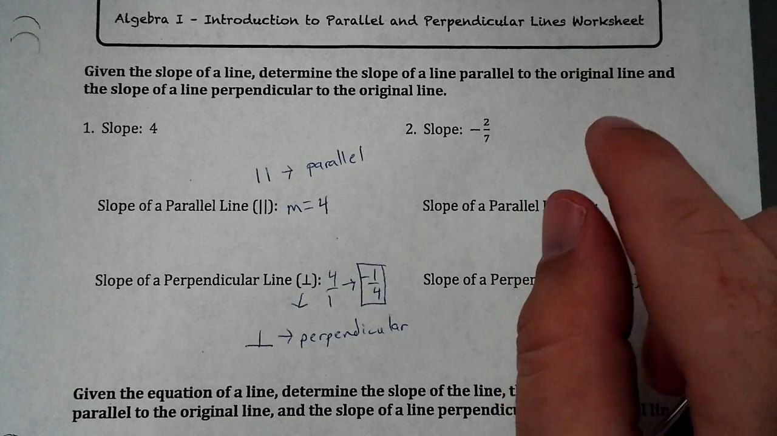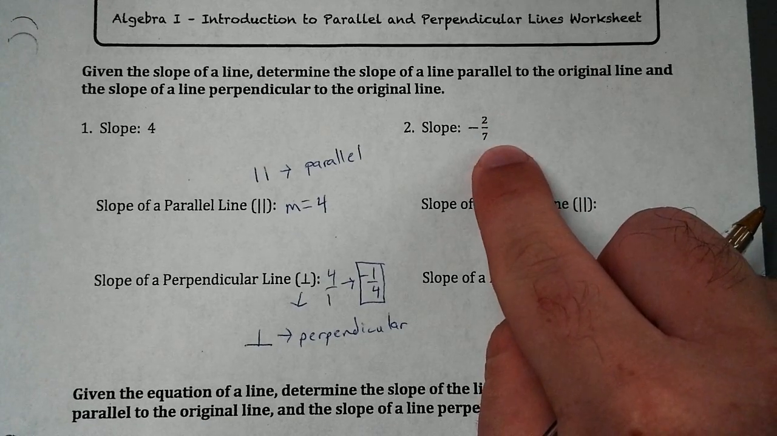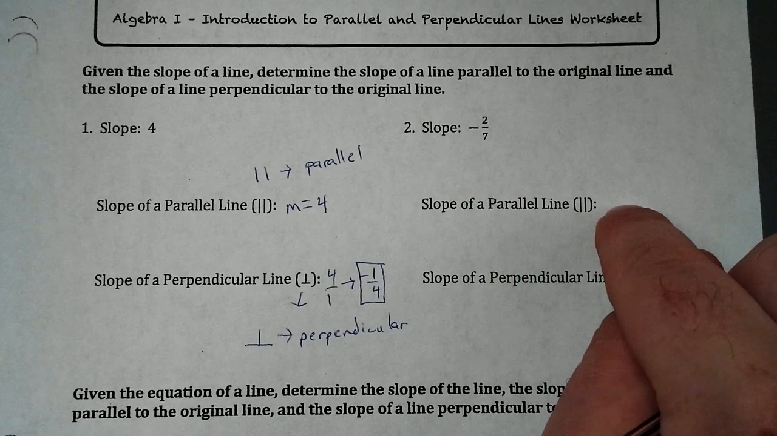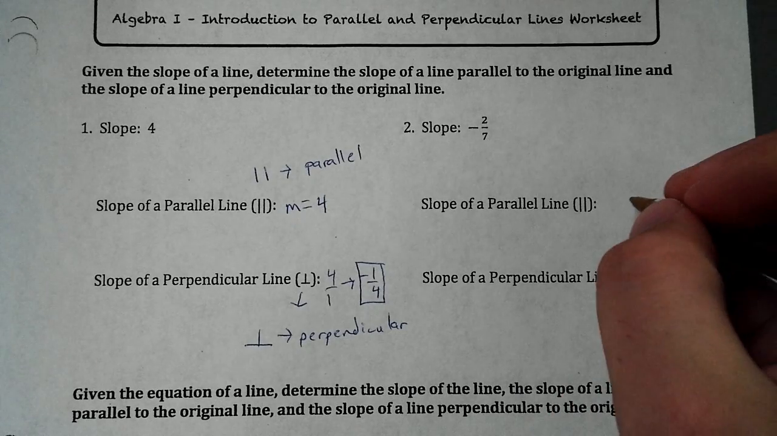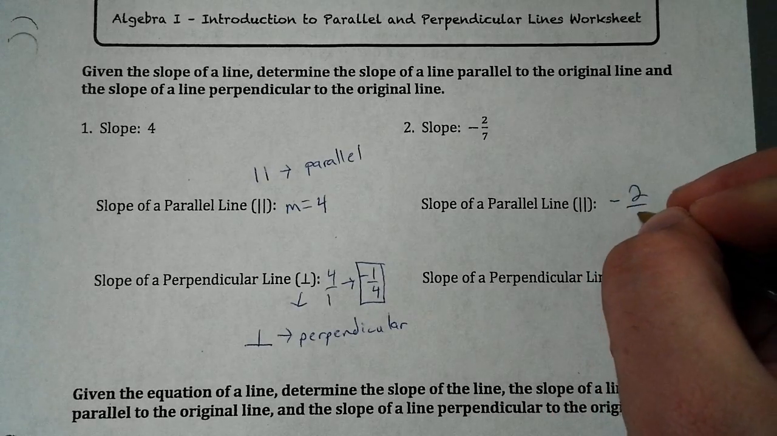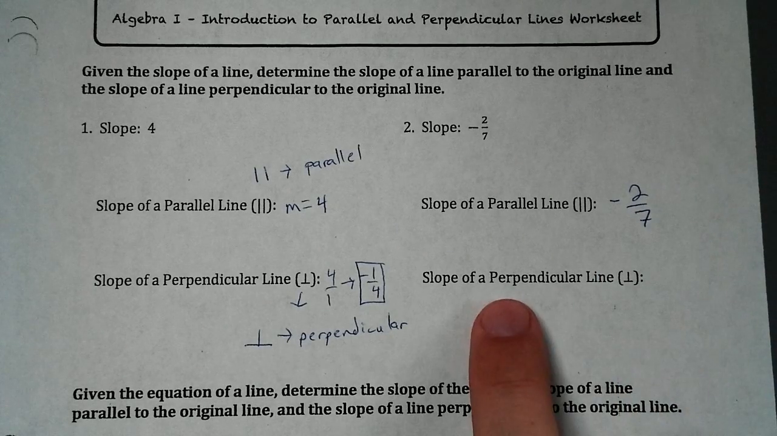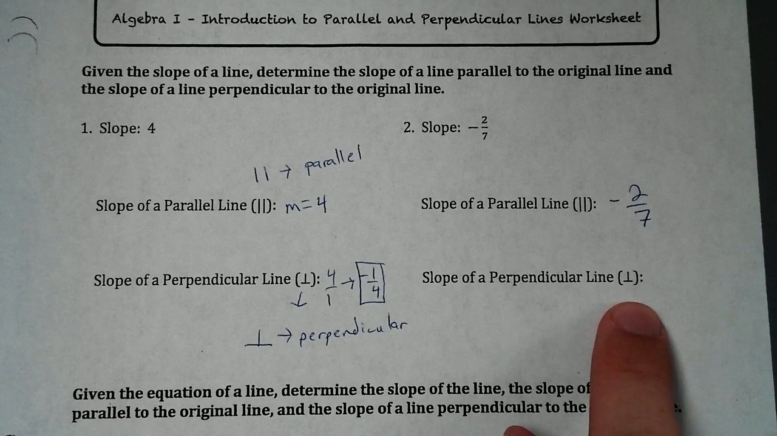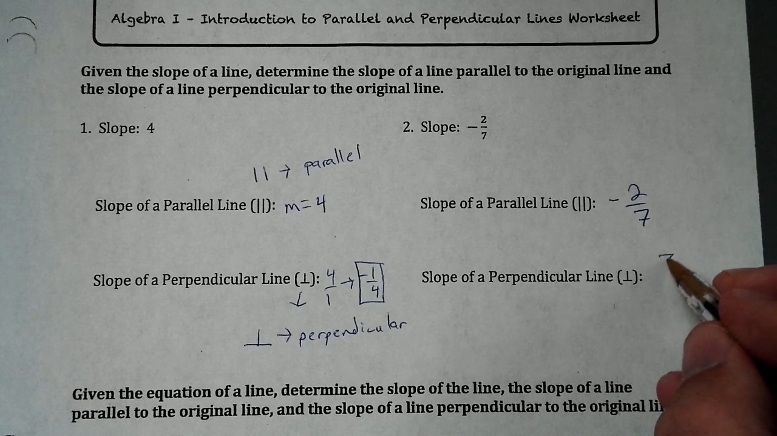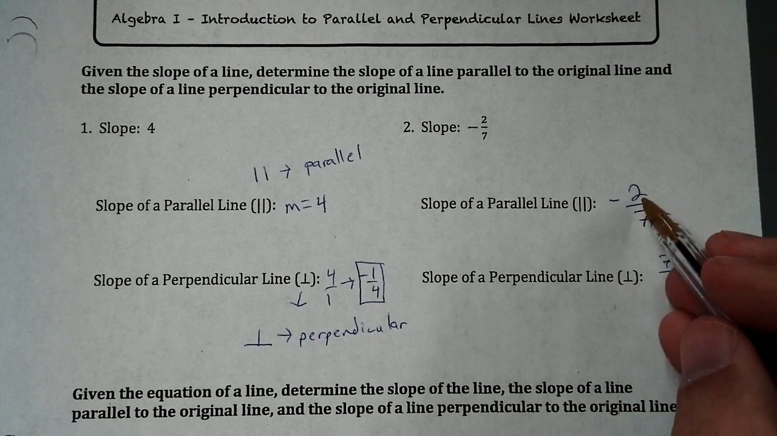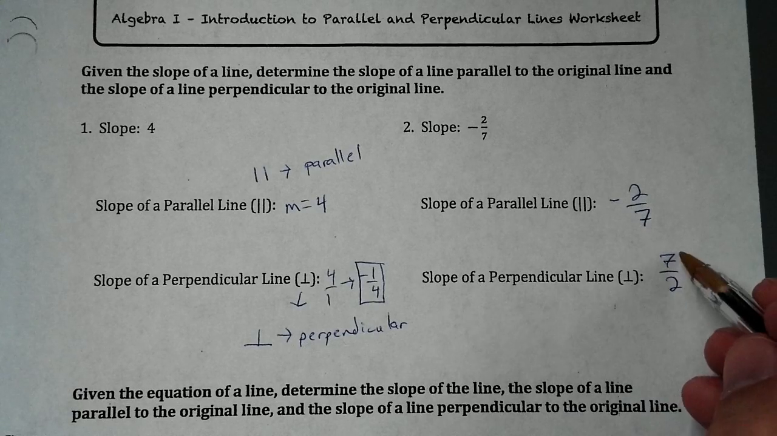All right, let's look at the next example. Slope's negative 2 over 7. So obviously, what has to be the slope of a parallel line? It's got to be exactly the same, negative 2 over 7. And then the slope of the perpendicular line, flip it, change the sign. So it's going to be 7 over 2. This was negative, so this one's going to be positive.